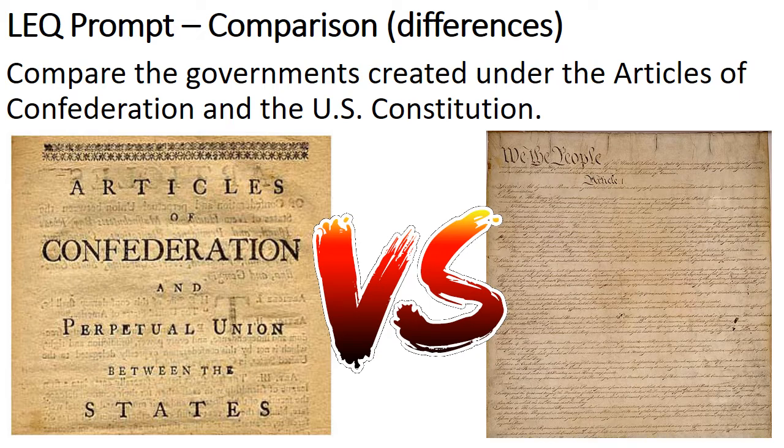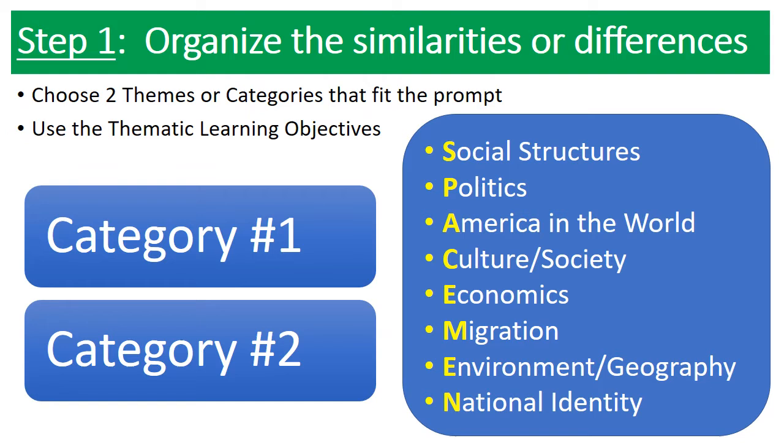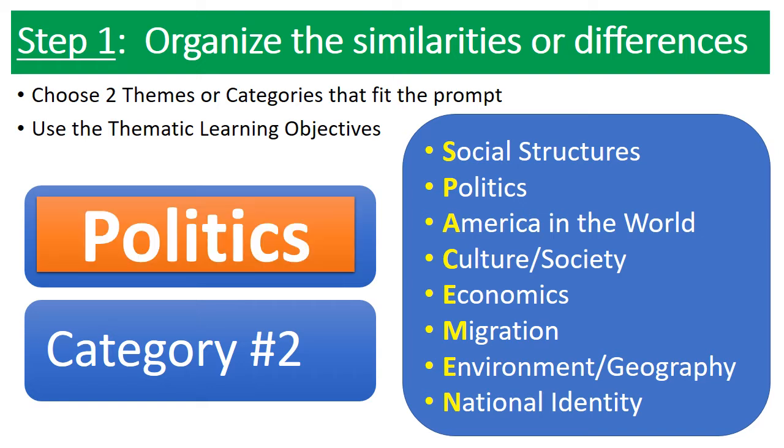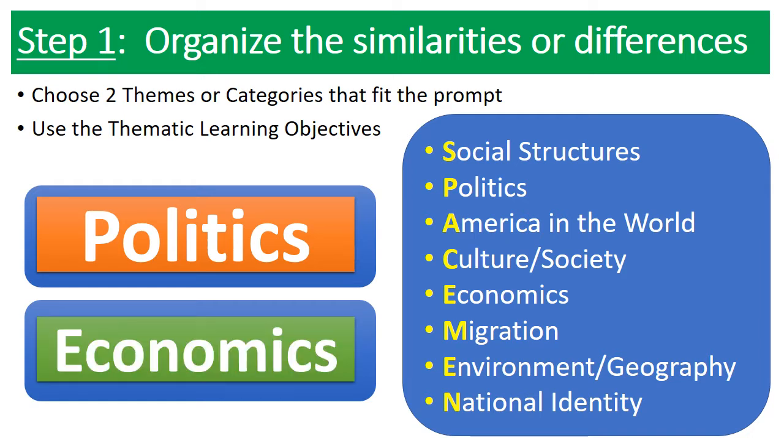The prompt for this LEQ is: compare the governments created under the Articles of Confederation and the U.S. Constitution. Using the themes from APUSH, the themes that we call SPACEMEN, we're going to organize the similarities and differences into two major categories or themes. The first category that we're going to use is politics. Okay, looking for political similarities or differences. The second major category is going to be economics.